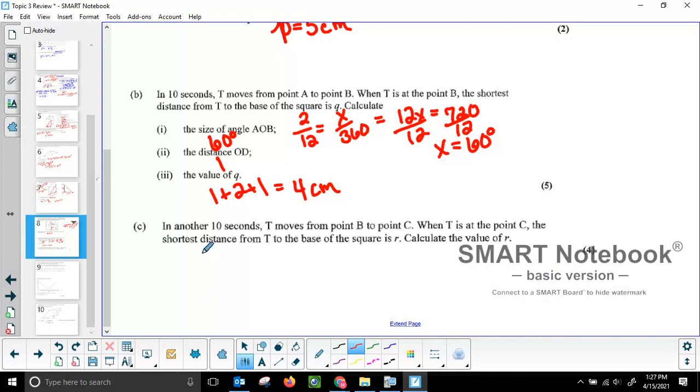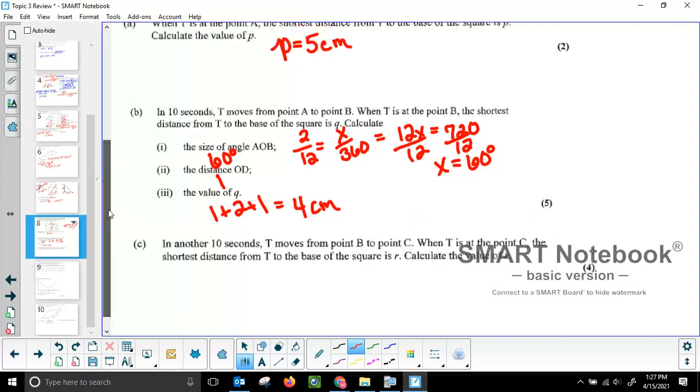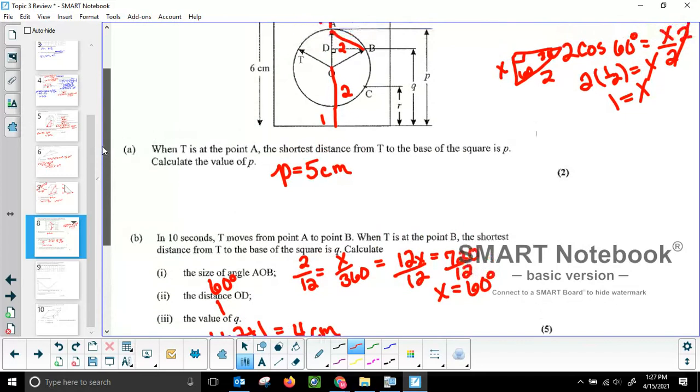So in another 10 seconds, T moves from point B to point C. When T is at point C, the shortest distance from T to the base of the square is R. Calculate the value of R. Okay, so now we're going from B to C. Well, this is just going to be an identical triangle, that's this one right here. So this is just going to be 1, which makes this 1. So R is just 1 plus 1, which is 2.